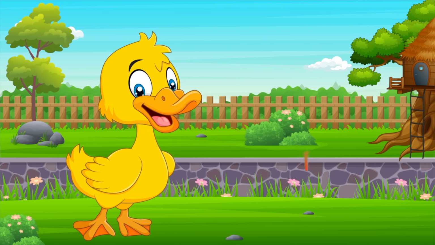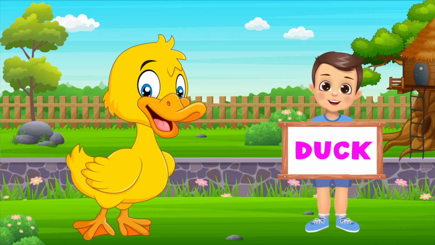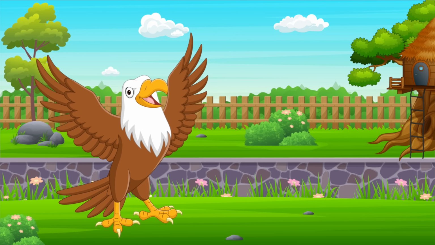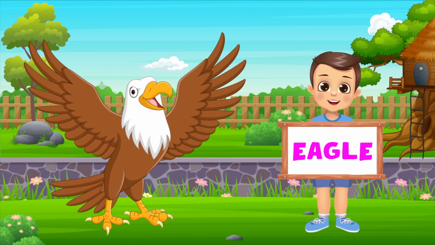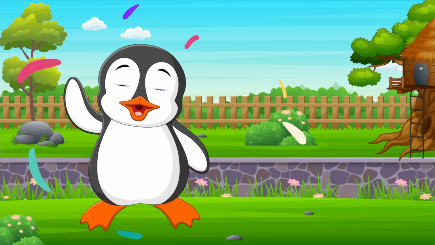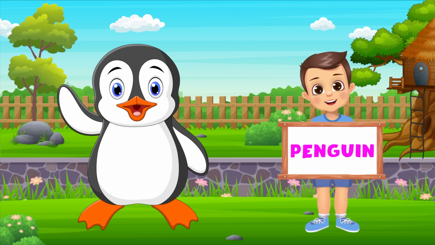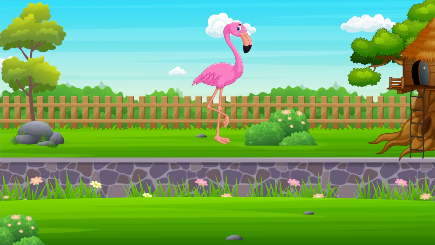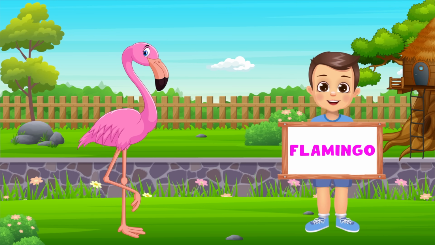Which bird is this? Duck. Which bird is this? Eagle. Which bird is this? Penguin. Which bird is this? Flamingo.